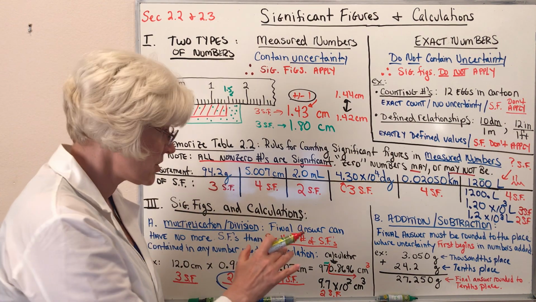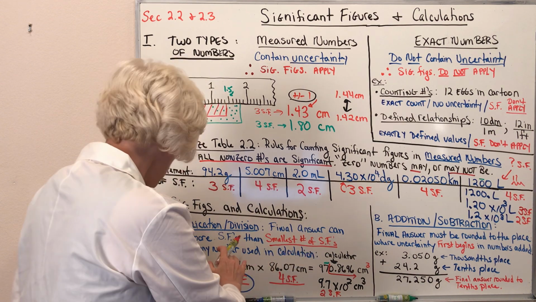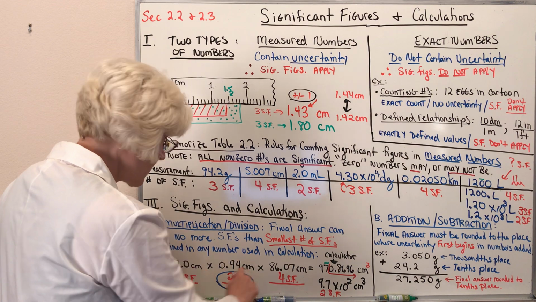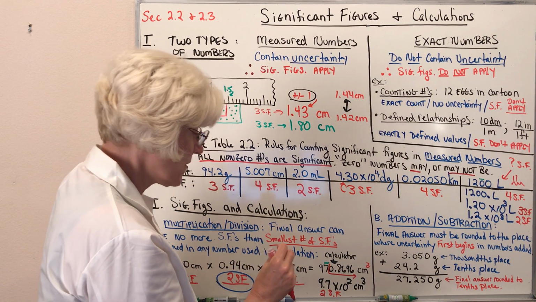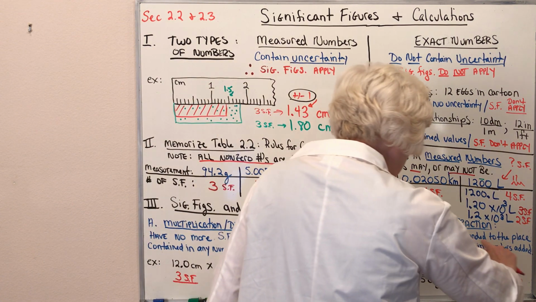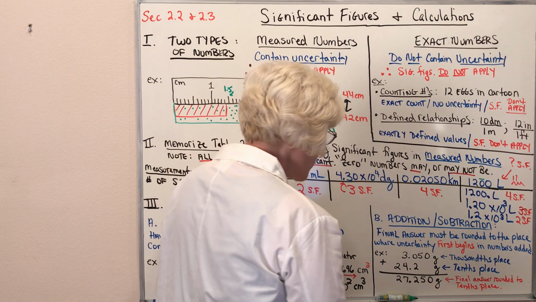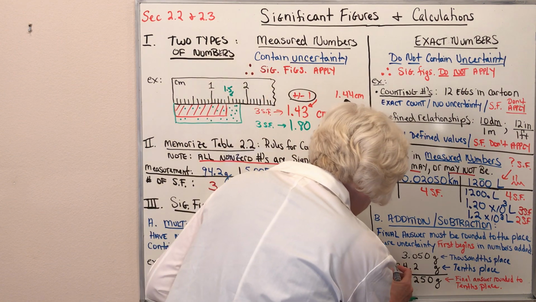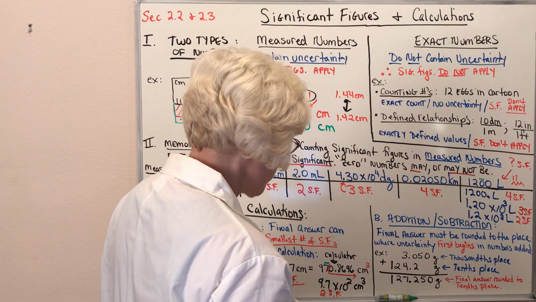The rules for addition and subtraction are different. It is not a case where you count the smallest number of sig figs in any value. That is not the rule that you're looking at. Here, your final answer must be rounded to the place where uncertainty first begins in any value. I'm going to change this number just a minute to illustrate that better.